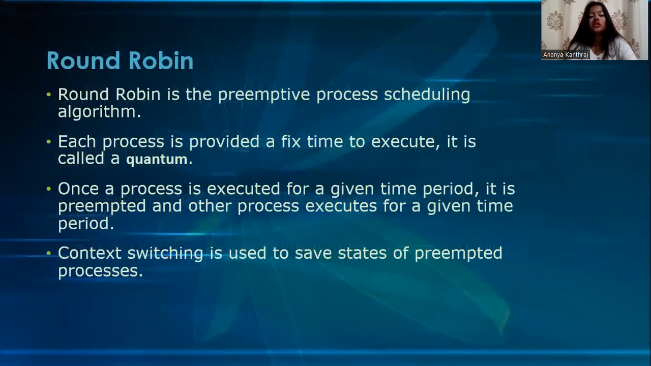So let's look into the round robin scheduling algorithm. It's one type of scheduling algorithm. Round robin is a preemptive process scheduling algorithm. Each process is provided a fixed time to execute, called a quantum. Once a process has executed for a given time period, it is preempted and the other processes execute for a given time period. Context switching is used to save the states of preempted processes.